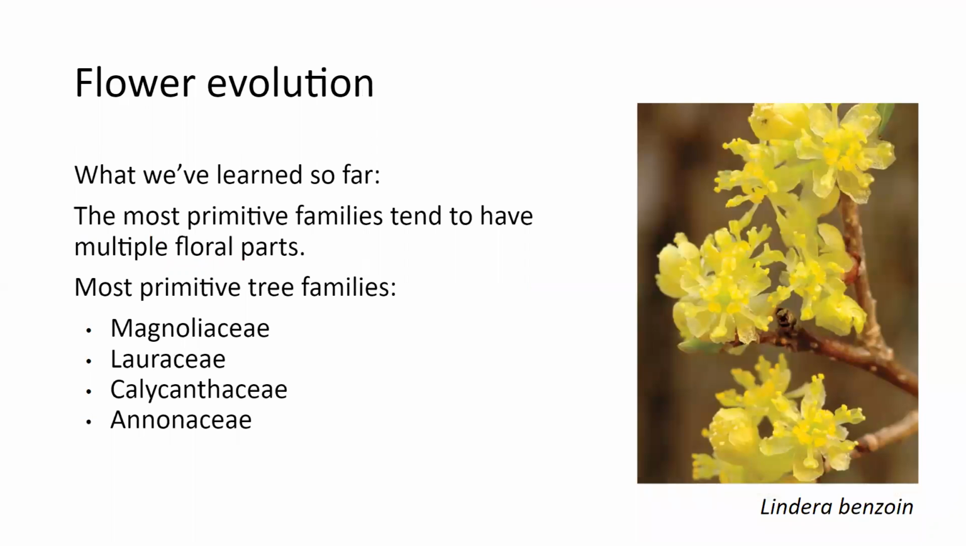So far we've learned that the most primitive families in the Angiosperms tend to have multiple floral parts. And we learned about a few examples of primitive tree families. That's the Magnoliaceae, which contains our tulip tree, the Lauraceae, which contains sassafras, Calycanthaceae, which includes calycanthus or sweet shrub, and Annonaceae, which contains pawpaw. And the flower on the right is Lindera benzoin, so that's in the Lauraceae family. That's one we'll learn this semester.